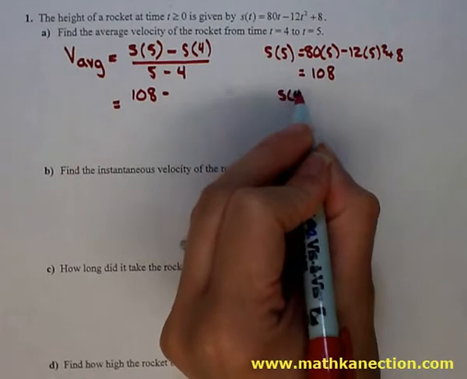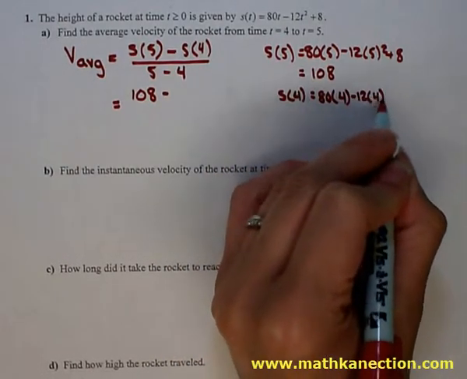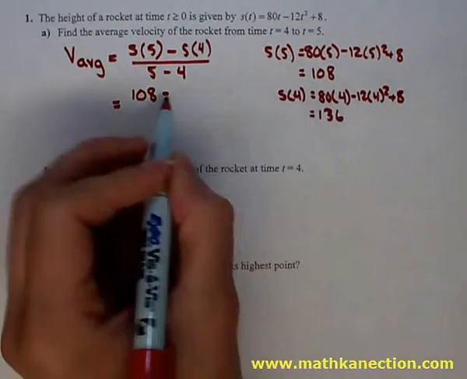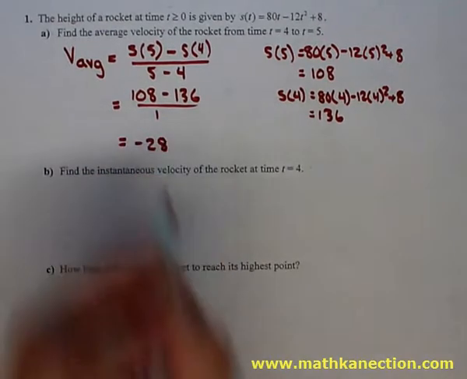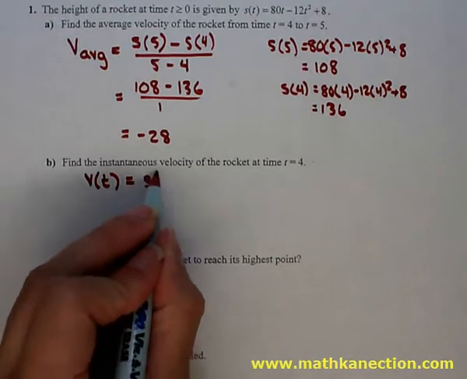Then find the position at 4 by substituting 4 into the position equation. You get the value of 136. So the position at 5, take away the position at 4, over the time 5 minus 4, makes the answer of negative 128. Now we'll do the instantaneous velocity.